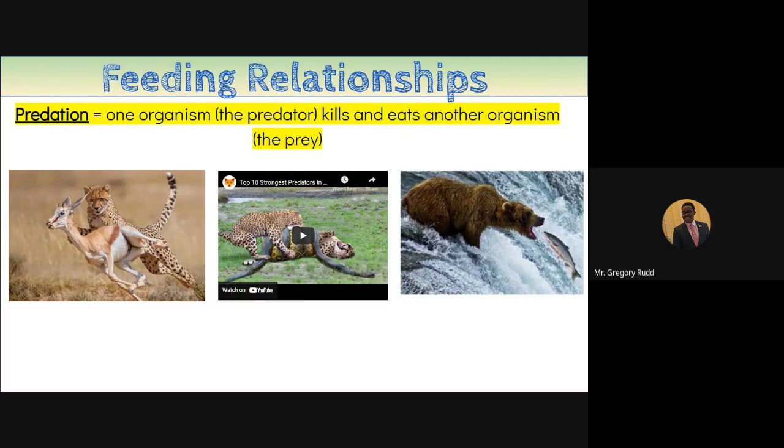One type of feeding relationship is called predation. One organism called the predator kills and eats another organism called the prey. That's pretty obvious, right?